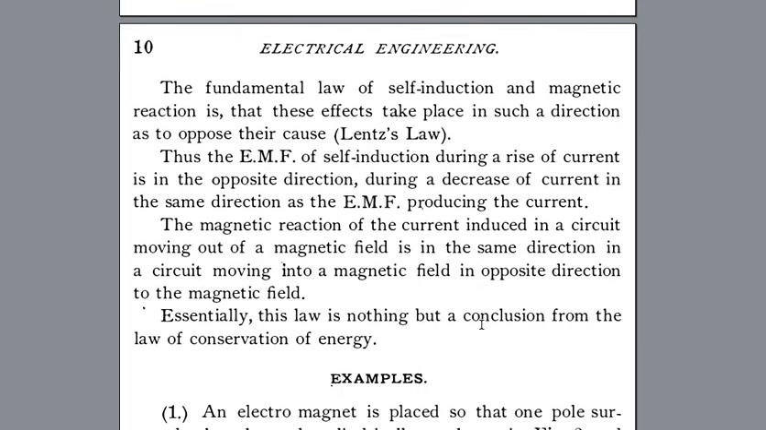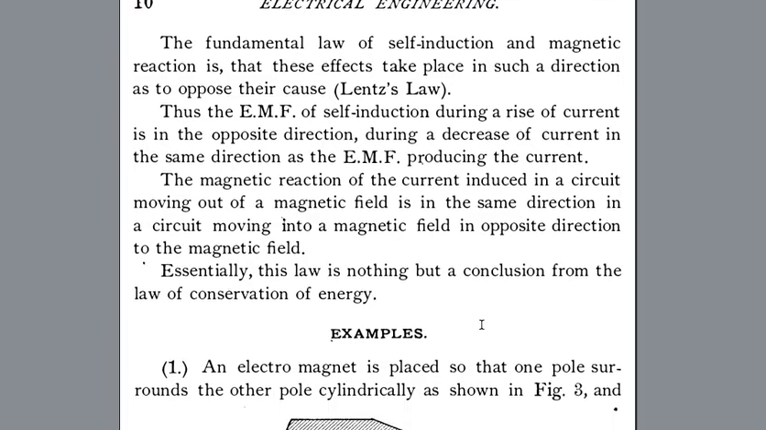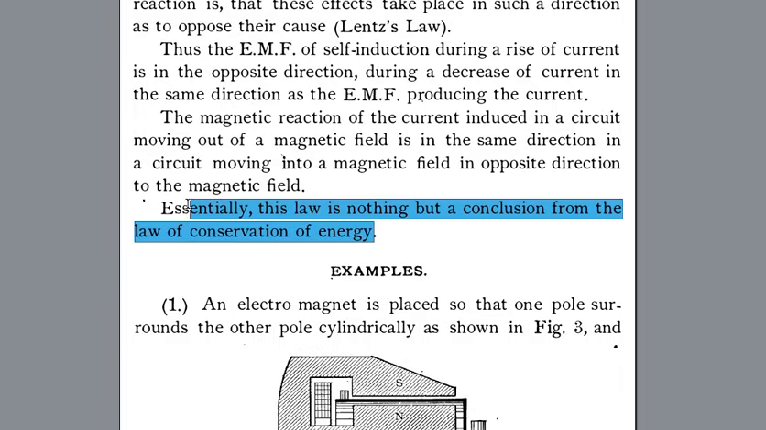Thus, the EMF of self-induction is in the opposite direction during a rise in current, and in the same direction as the EMF producing the current during a decrease in current. The magnetic reaction of the current induced in a circuit moving out of a magnetic field is in the same direction. In a circuit moving into a magnetic field, it is in the opposite direction to the magnetic field. Essentially, this law is a conclusion derived from the law of conservation of energy.